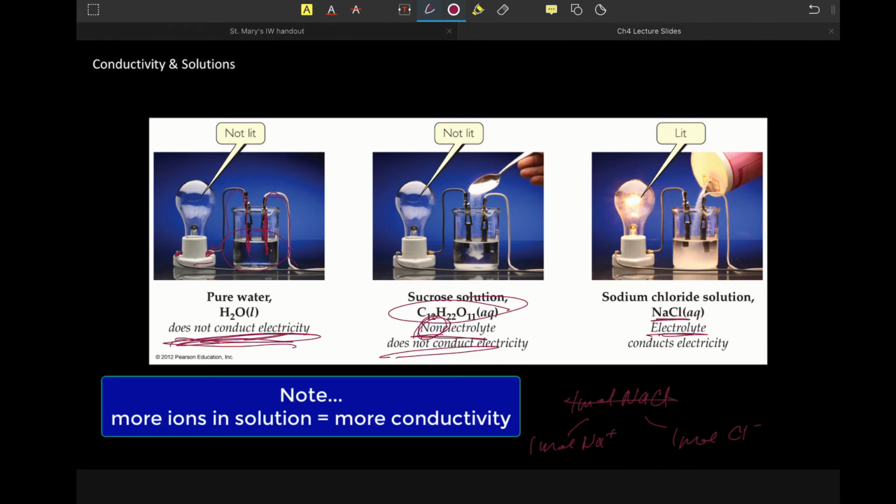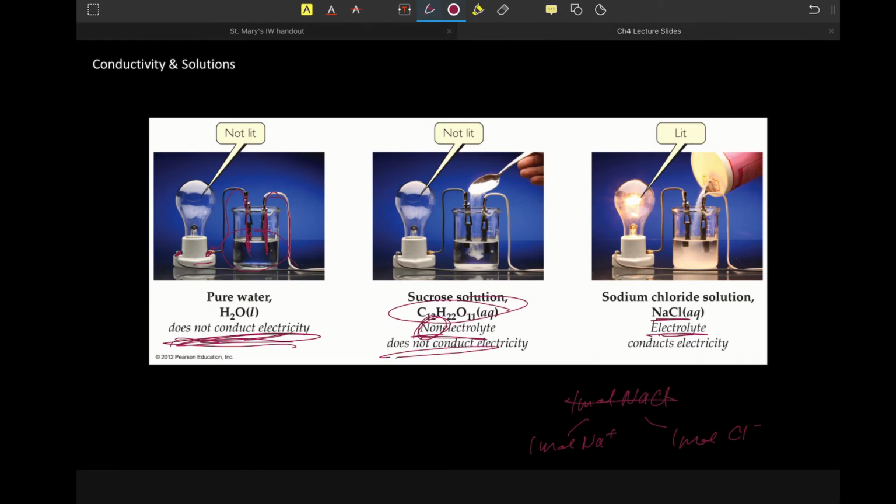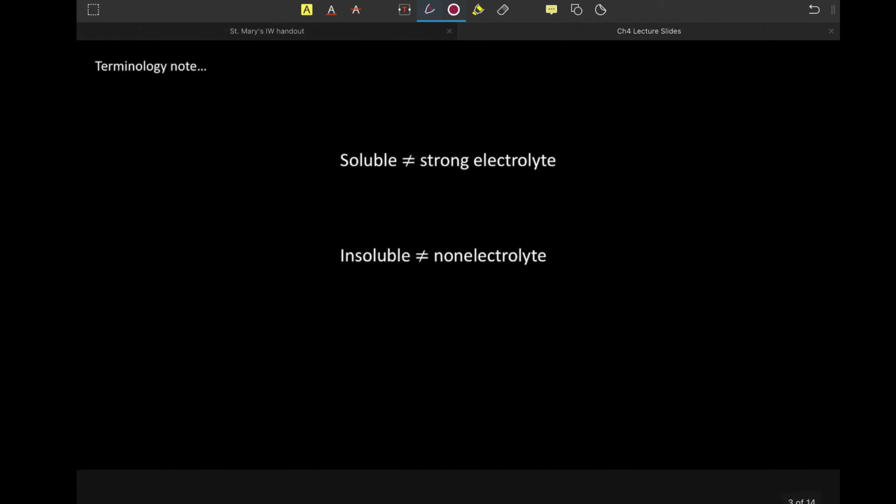Does that make sense, in terms of what's actually present? And because we have that abundance of free-flowing ions, we are able to conduct electricity. All right, terminology note. This part's really important, so make sure that it makes sense to you from your book.